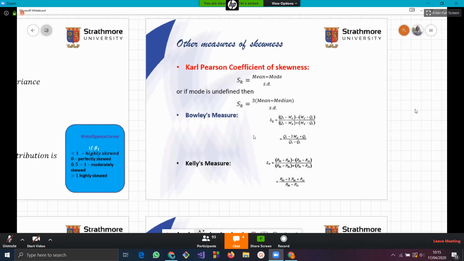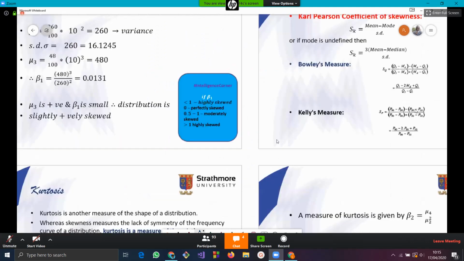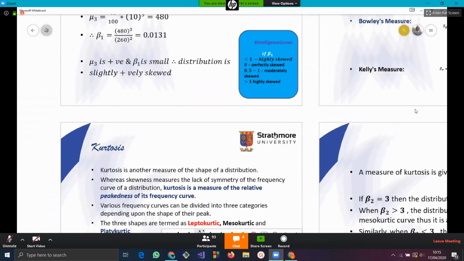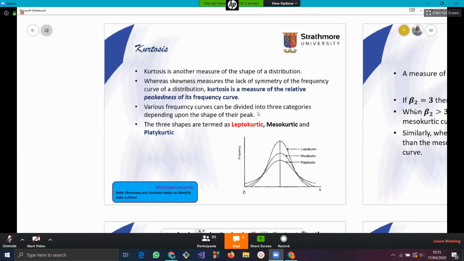Then let's finish with this one very quickly. There are two ways to measure the shape of a curve. Number one is to measure it using symmetry, the one we have looked at. Number two is to measure it using kurtosis. So kurtosis is the other measure of the shape of a distribution. These are just two slides. We finished with this one.